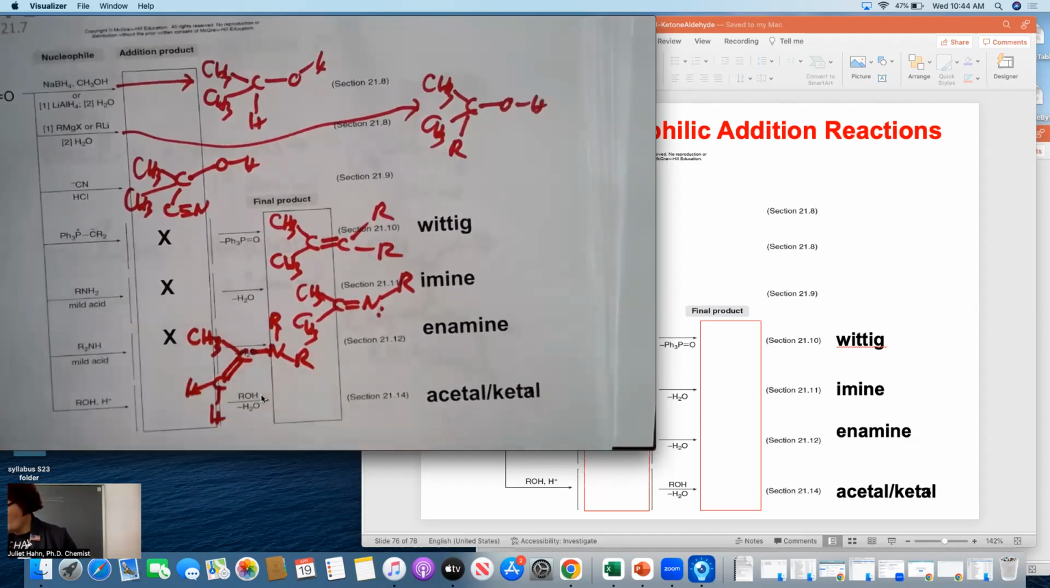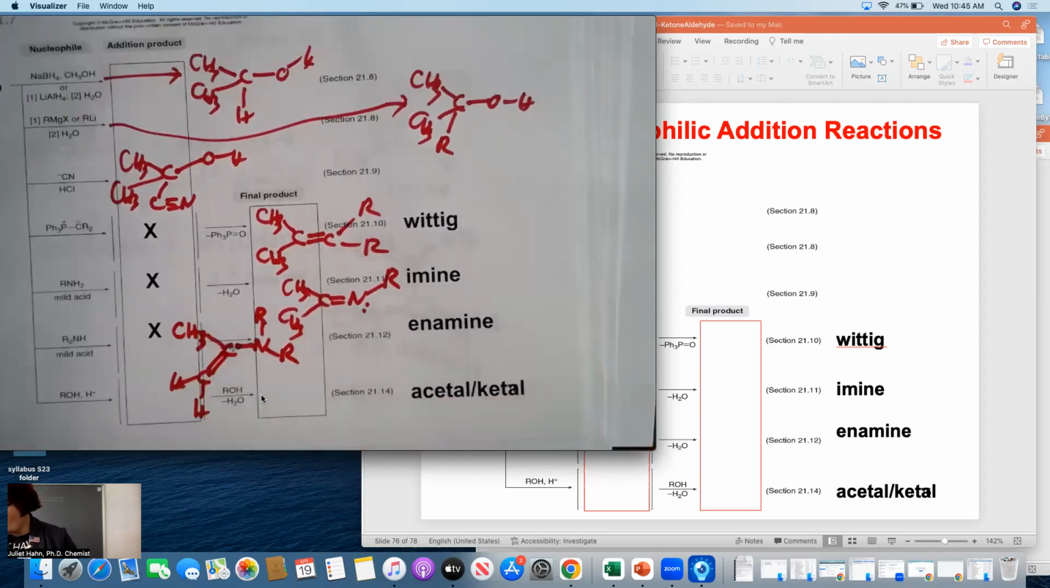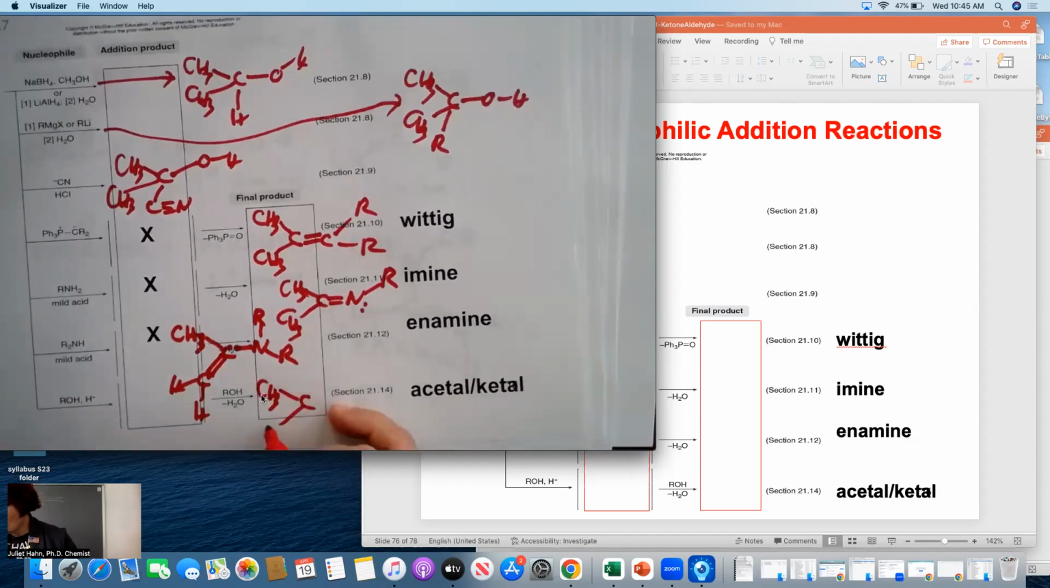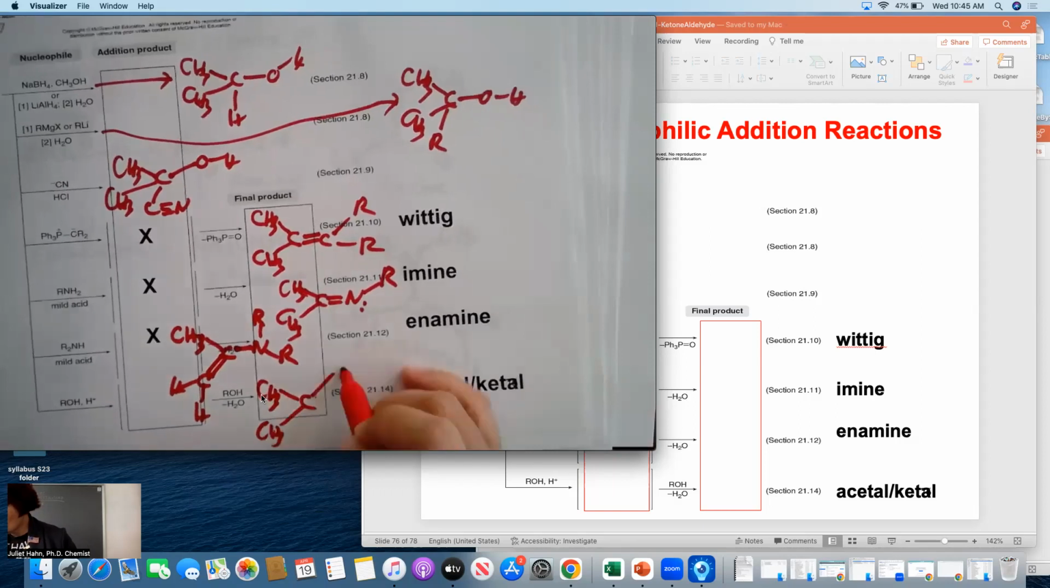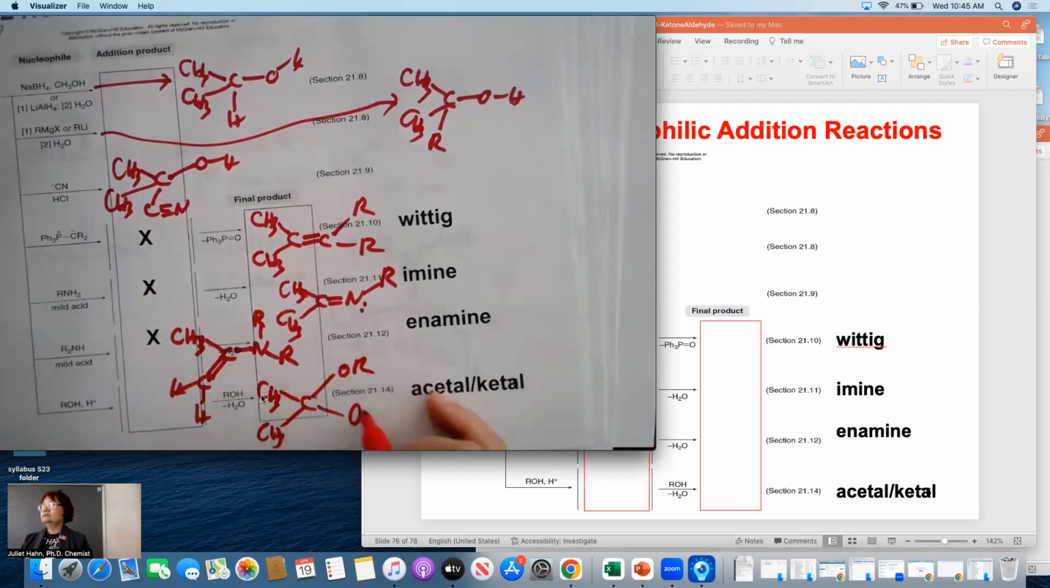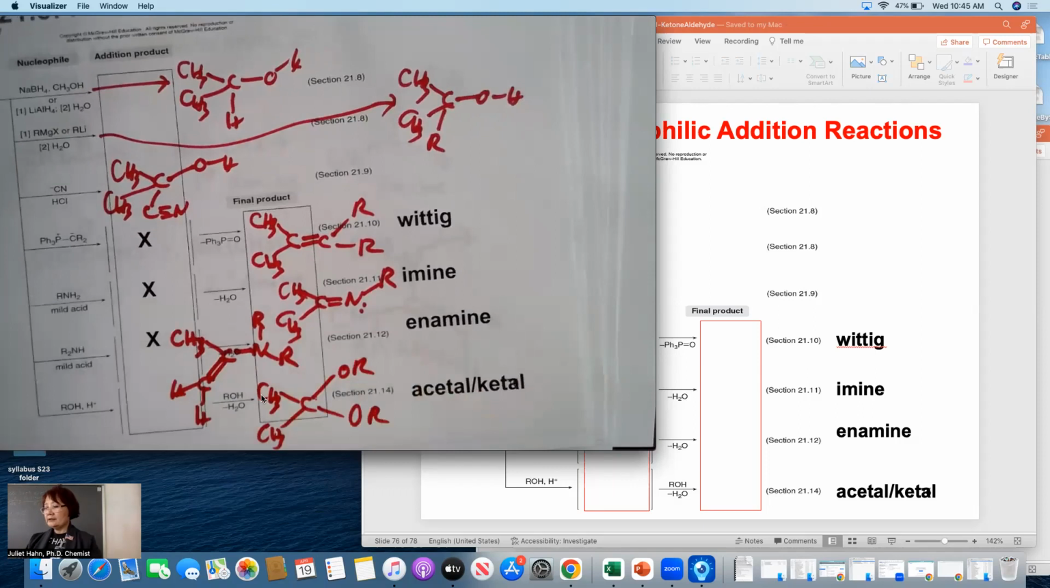So for my acetal or ketal, if you add 2 moles of the alcohol, what do you get? You get the acetal. In this case, it's actually a ketal, but kind of a minor point. Okay, so there you are. All the reactions that we covered so far in this chapter. Yes?